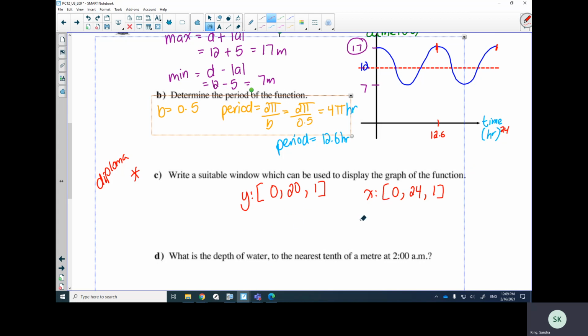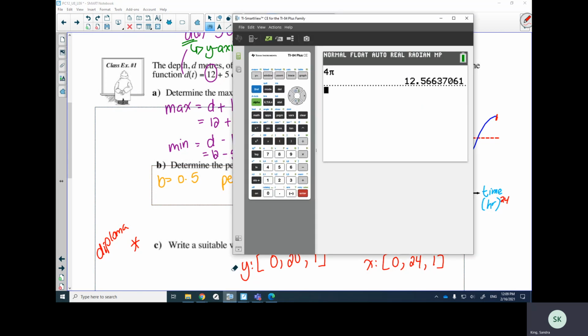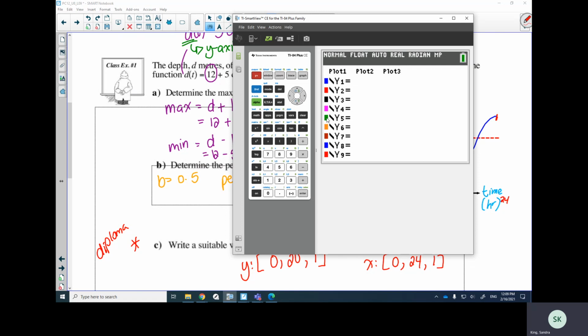So what I want to do now with you, let's punch this into our calculator. We got to be in radian mode. We're going to enter what they gave us, and we're going to change our window. So I'm in radian mode. I'm going to go to y equals. What I suggest for punching it in is punch it in exactly how they originally gave it to you, just in case you mess something up by manipulating. So let's punch in 12 plus 5 cosine of 0.5x. And that guy has to be in bracket. I'm going to go right to window.